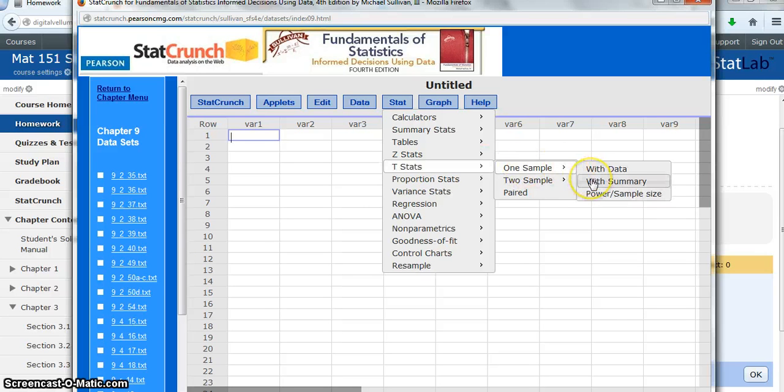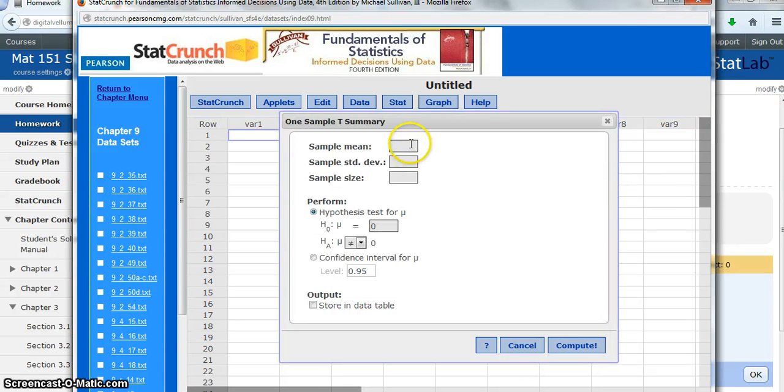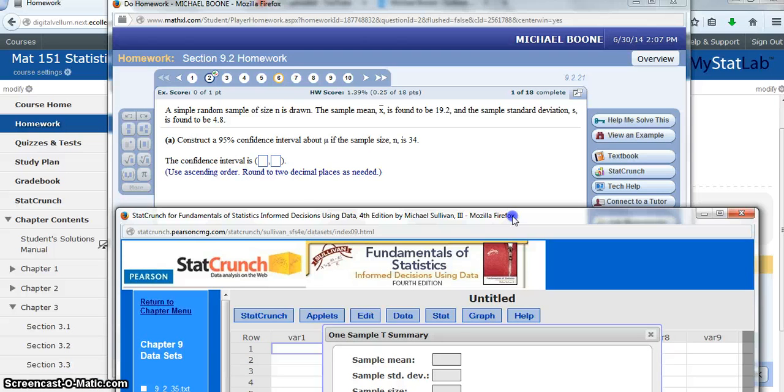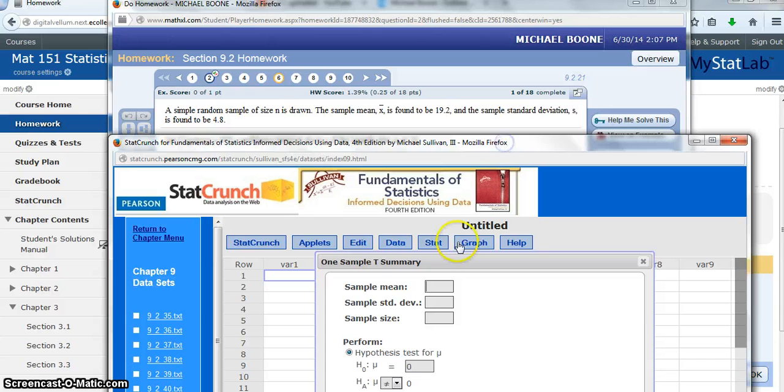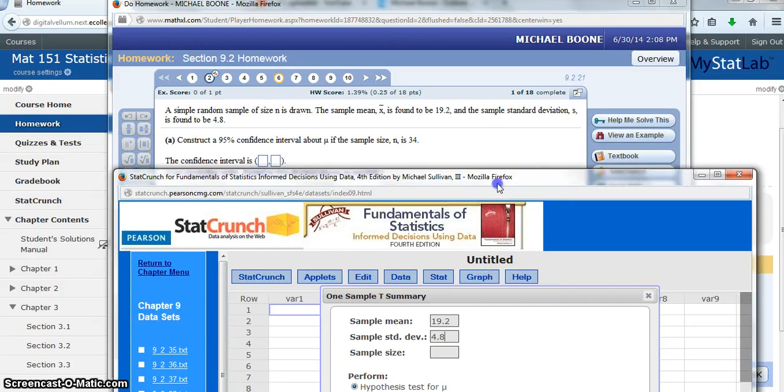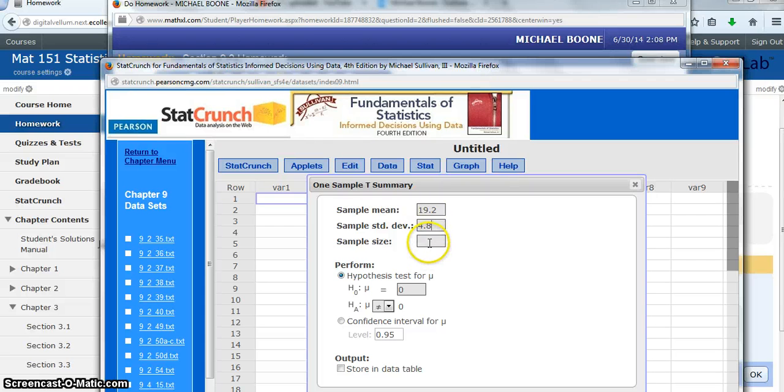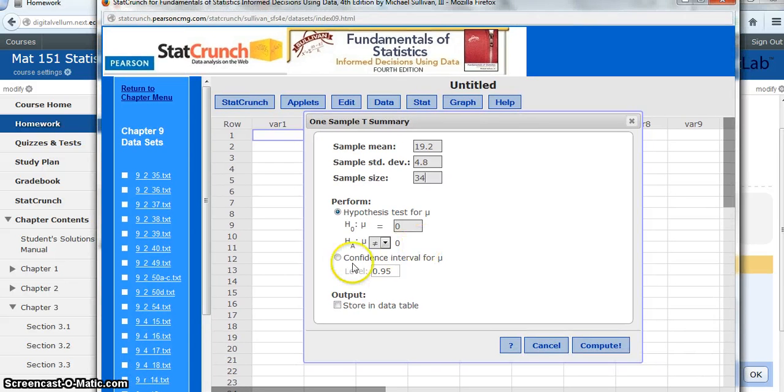Now I'm looking at one sample, and this has a summary. Again, if I was given 34 numbers, I could just stay with data and tell it where it was located. But we're just given a summary of information. The mean was 19.2 and a standard deviation of 4.8. And my sample size was 34. And I want to find my confidence interval. So I'll click on confidence interval, and this one was 95%.